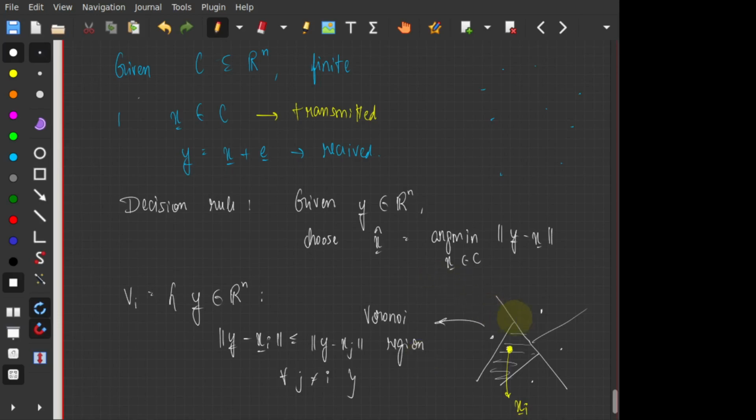Yes. So the Voronoi region corresponding to xi is the set of all points closer to xi than to x1, x2, x3, x4, all the other xj's. Right. So for every pair, xi and x1, you have one half space, and the point lies in the Voronoi region only if it lies in every one of those half spaces.